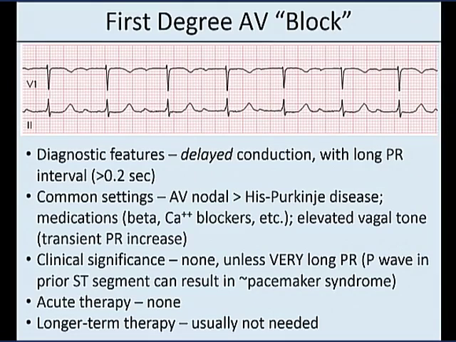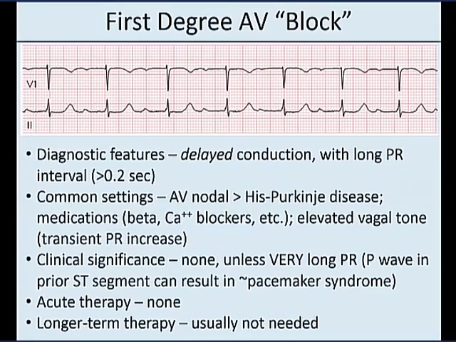If you even have a 50 millisecond increase in the HV interval, the His-Purkinje conduction interval, that's just a little bit more than 1 tiny box on the ECG, that's almost pacemaker territory there. So the longer your PR interval, the less likely it is to be His-Purkinje system, the more likely it is to be AV nodal, and therefore if conduction fails entirely, it's much more likely to have a reasonable junctional escape. Calcium blockers, beta blockers, dime a dozen, elevated vagal tone, and this is usually transient because vagal tone is a transient phenomenon. The clinical significance is really, really minimal in most cases.